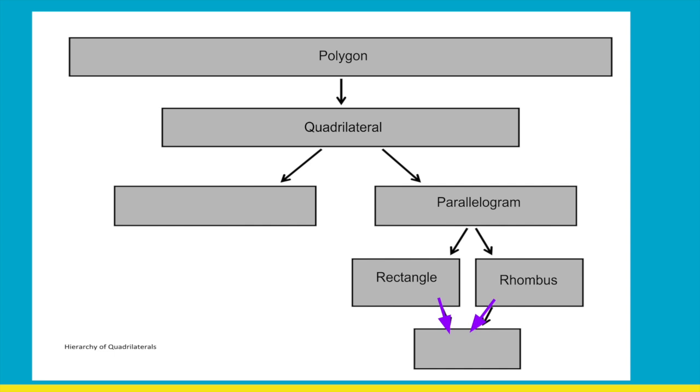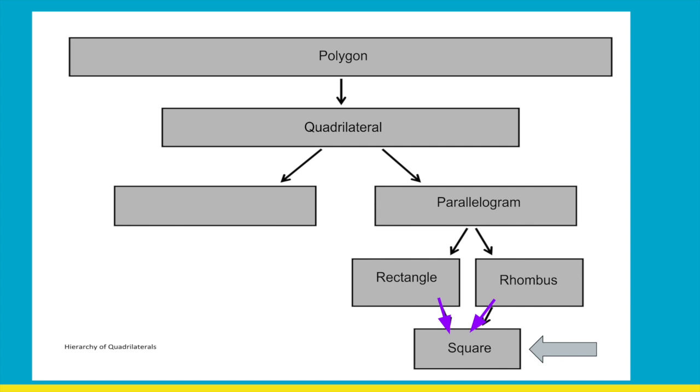It means that the shape will have all the attributes of a polygon, a quadrilateral, a parallelogram, a rectangle, and a rhombus. So what is this shape? It's a square. A square is a closed shape with straight sides, four vertices, two pair of parallel lines. It has four right angles like a rectangle, and it has four congruent sides like a rhombus. Tell me again what congruent means.